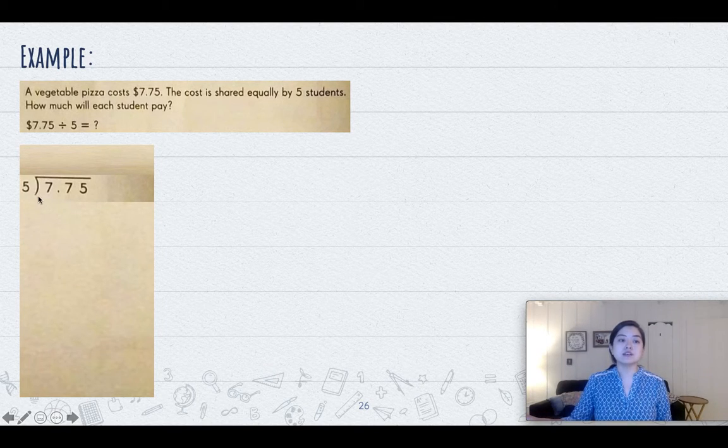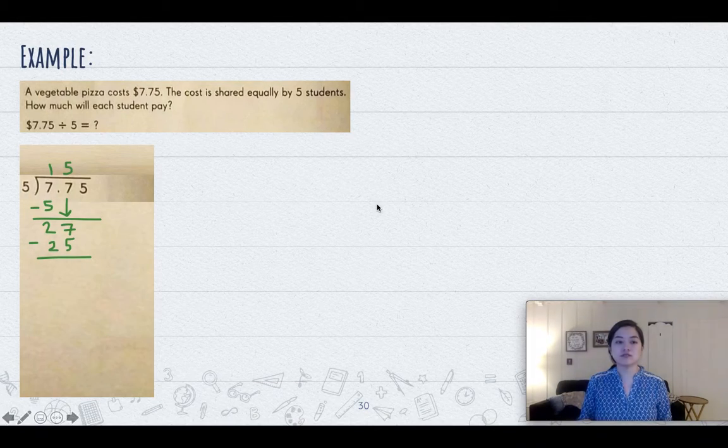And so let's see, 5 times what gets you 7 or close to 7? Okay, 5 times 1 gets you 5, okay? If I do 5 times 2, it gets you 10, which is over 7, okay? So 5 times 1 is the best choice, okay? So 5 times 1 is 5, so I'm going to subtract 5. That gives you 2. And then now I'm going to drop the 7. So 5 times what gets you 27, or close to 27? It's 5, right? 5 times 5 is 25, so I'm going to subtract 25.